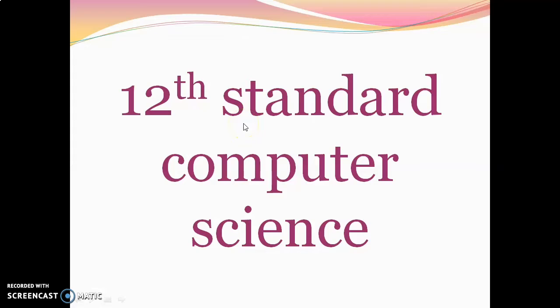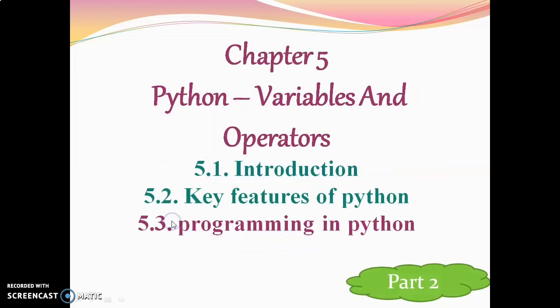Students, now in this video we are going to discuss 12th standard computer science chapter 5, Python variables and operators. In the previous video we discussed the introduction and key features of Python. Now in this video we are going to discuss programming in Python. We have two different ways to write programs in Python.